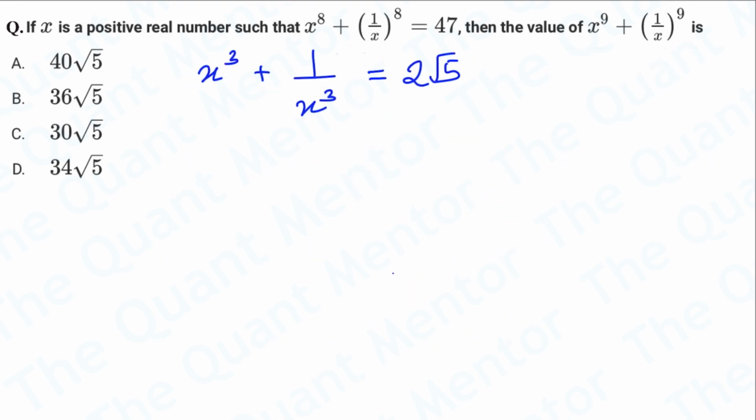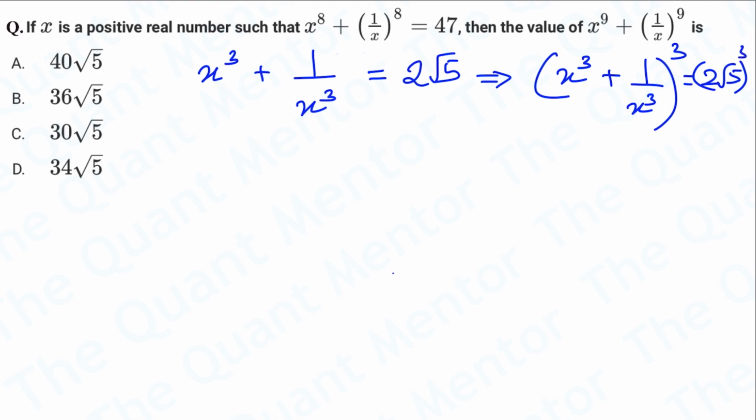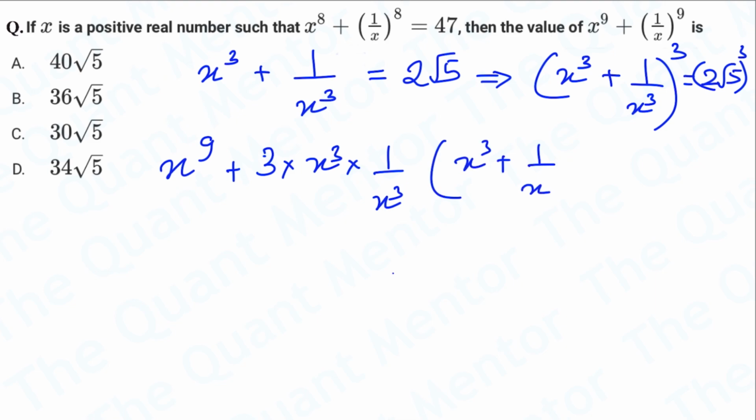We have already found x cube plus 1 upon x cube is 2 root 5. We just cube both sides again. We get x cube plus 1 upon x cube the whole cube will be 2 root 5 the whole cube. So we have cubed the whole thing again. x cube cubed is x raised to 9 plus 3 into x cube into 1 upon x cube into x cube plus 1 upon x cube, right? A cube plus 3ab into a plus b plus b cube. 1 upon x cube the whole cube is 1 upon x raised to 9, is equal to 2 root 5 the whole cube.